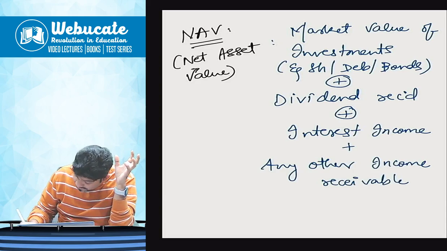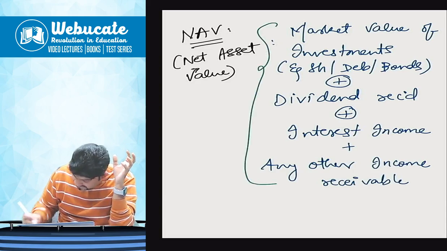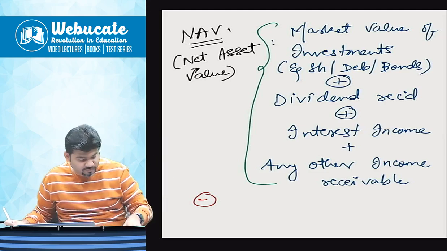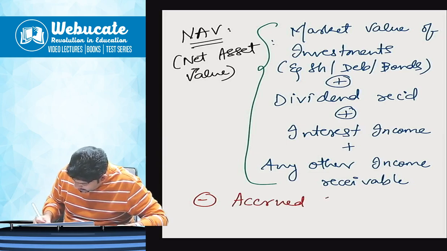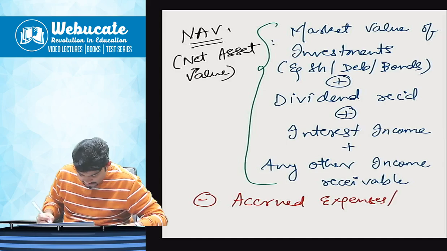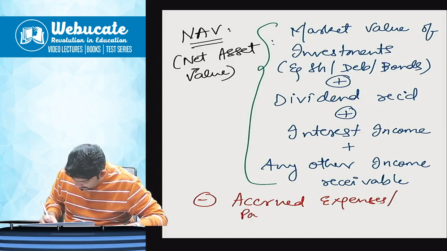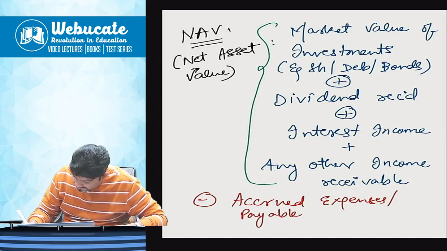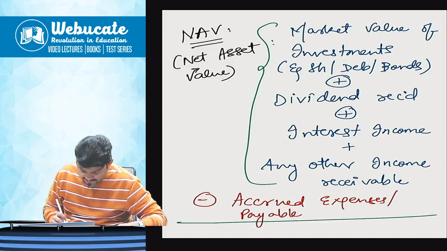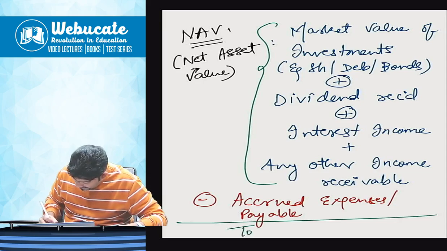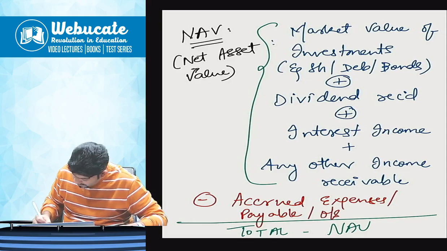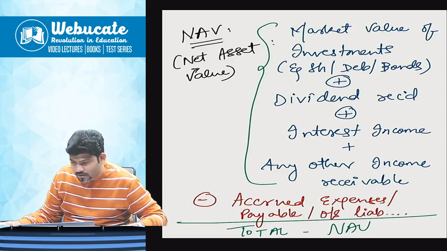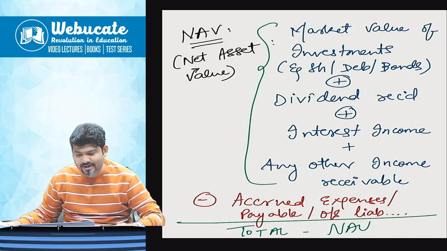All of this is about the inflow. But at the same time, there is also an outflow. What kind of outflow do we have? Correct. It is related to accrued expenses or any payable, any outstanding liability. All of this together will give me the total net asset value.